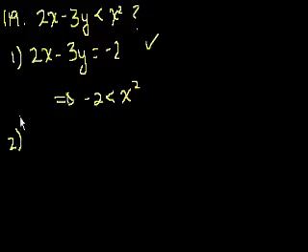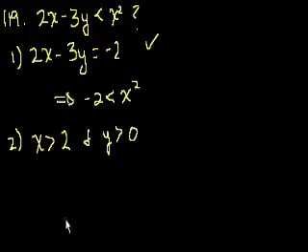Statement 2. x is greater than 2, and y is greater than 0. So let me just try to come up with two contradictory cases using these conditions to see. They don't tell us that anything is an integer here, right? So if x was 2.1, and y is equal to, I don't know, we'll just say y is greater than 0, so let's say y is equal to 0.1. Let's see what happens here.